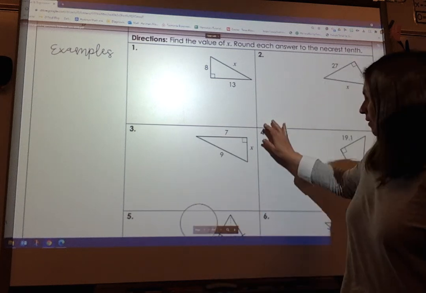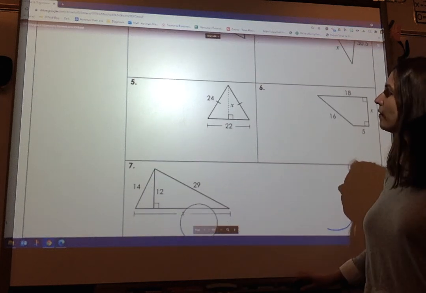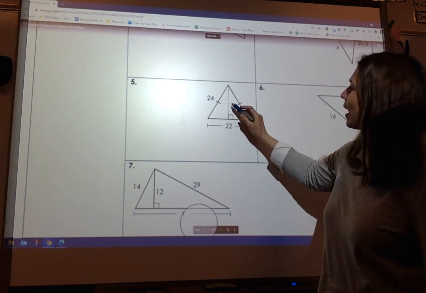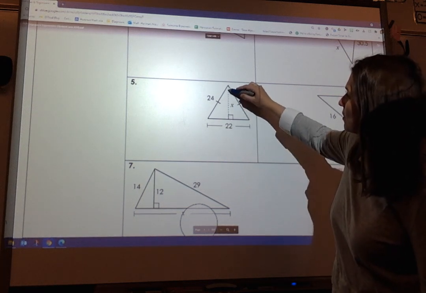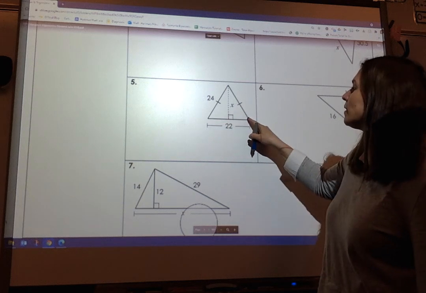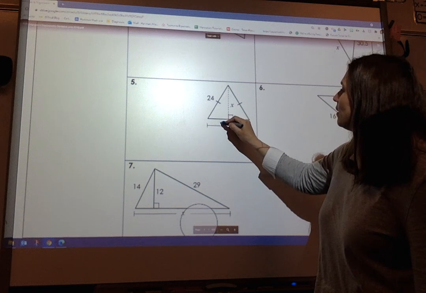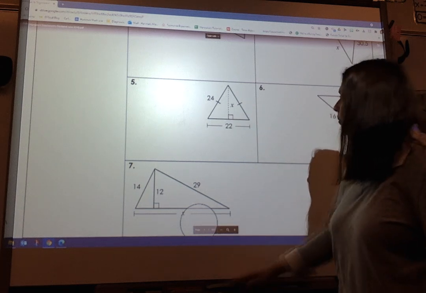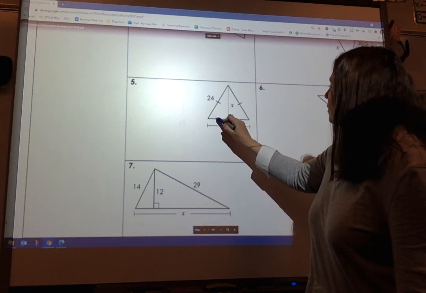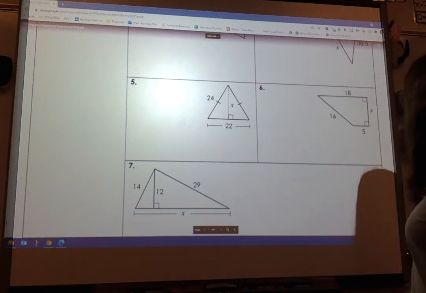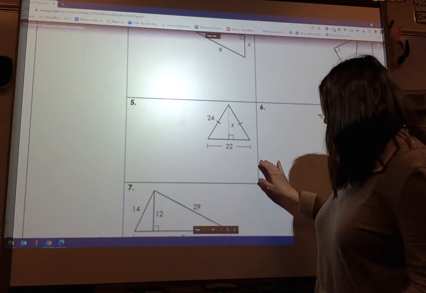If I go down and look at number 5, for this one, I want the height of this triangle. So if the whole length is 22, I know this length is 11. And now I'm not able to write on the board anymore. So this length is 11. Interesting.